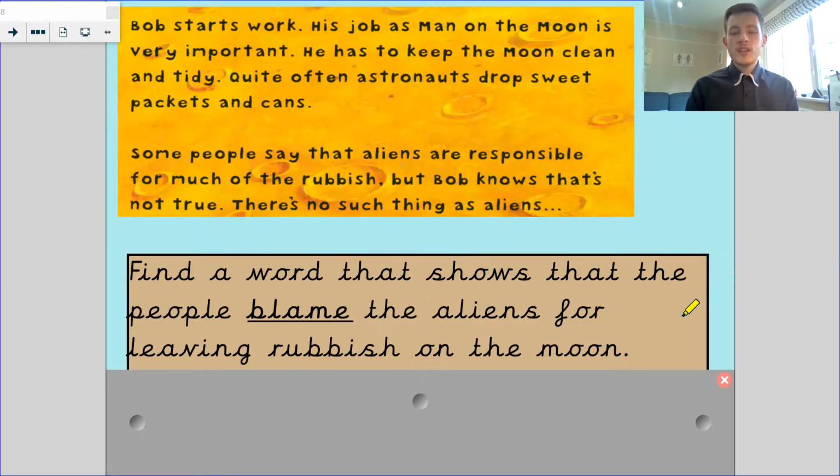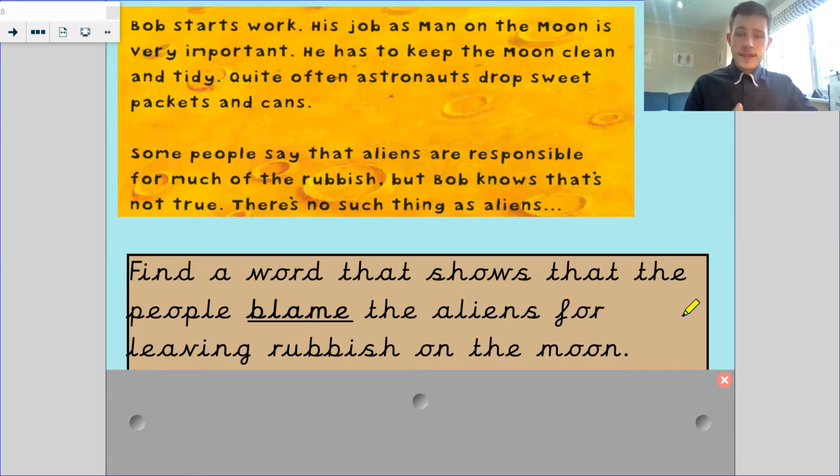So we need to find a word that shows that the people blame the aliens for leaving the rubbish on the moon. Bob starts work. His job as the man on the moon is very important. He has to keep the moon clean and tidy. Quite often, astronauts drop sweet packets and cans. Some people say that aliens are responsible for much of the rubbish, but Bob knows that's not true. There's no such thing as aliens. Pause the video and have that discussion.